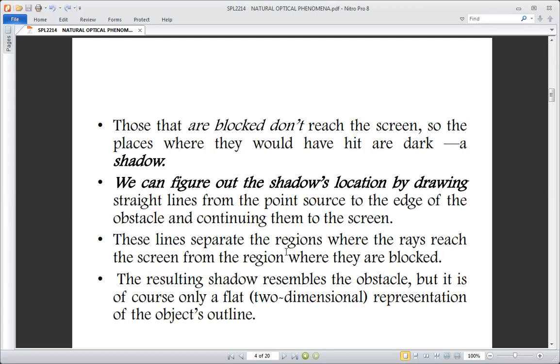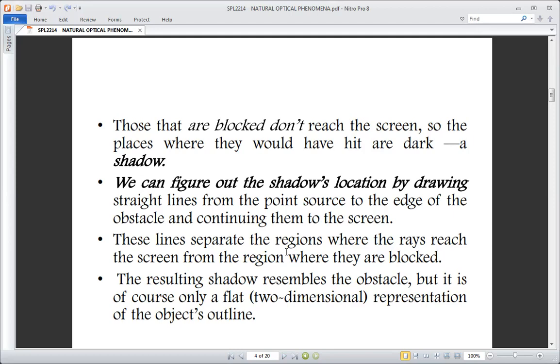But again, as we shall see later, all shadows are not the same. Some shadows will appear darker in some areas and gray in others. So in terms of representation with rays, we can see which parts are dark and which parts are gray, using rays, which are just straight lines. These lines separate regions where rays reach the screen from the region where they are blocked.